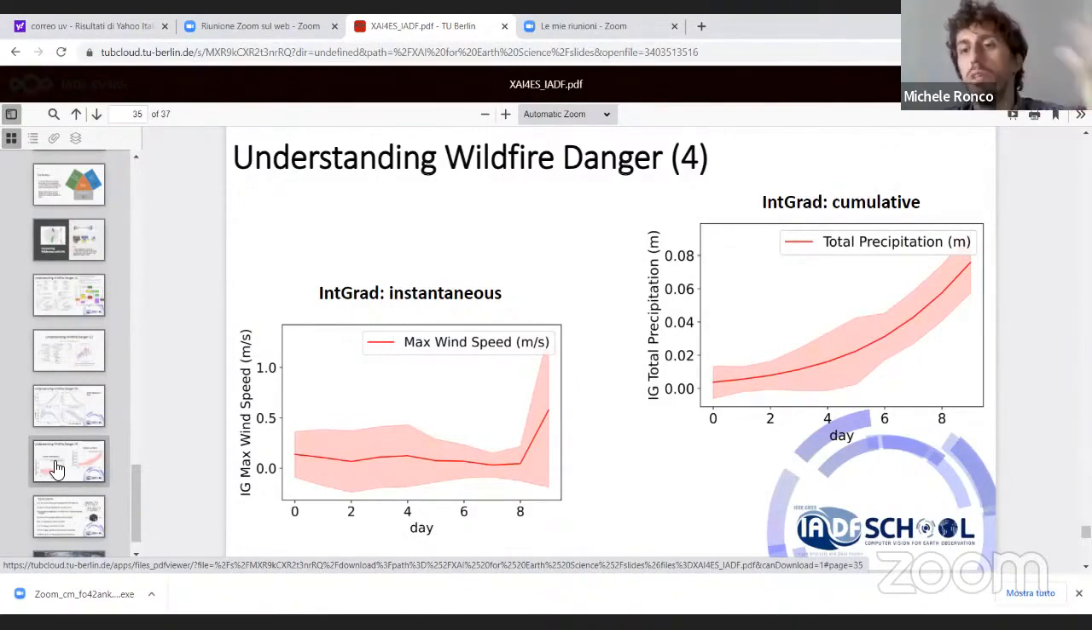So what we tried to do in the end in this work was to use multiple methods and combine them in different ways, and combine the information obtained by these methods to have a better understanding of what the model was focusing on, what it was using to predict wildfire danger.